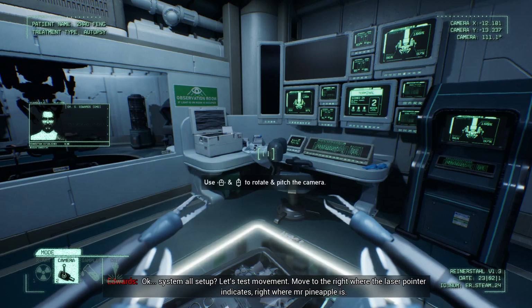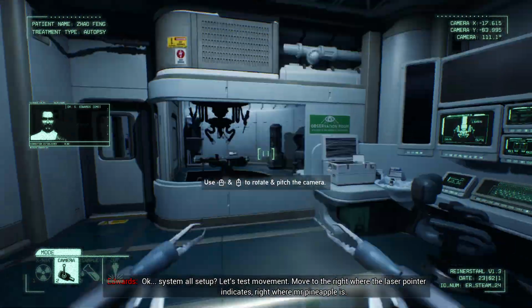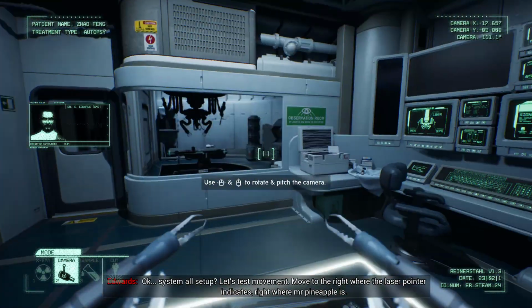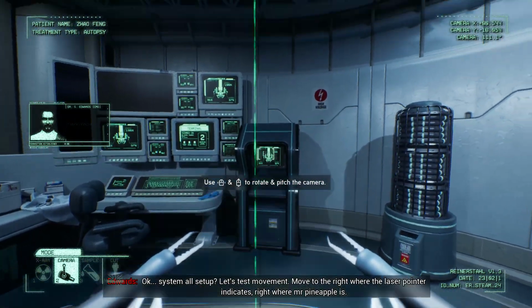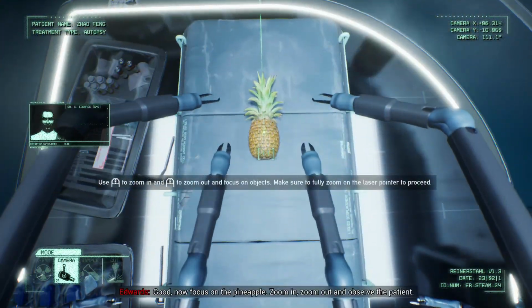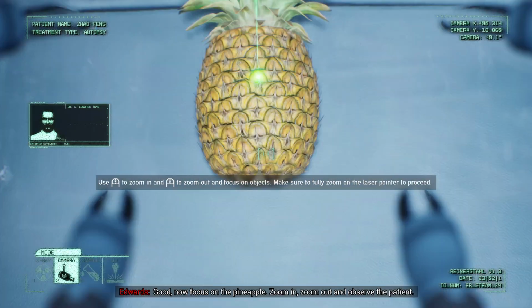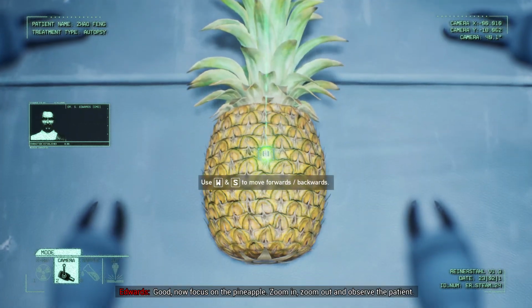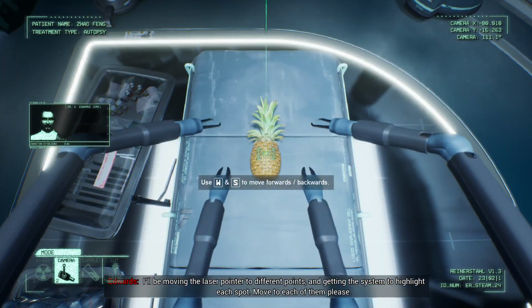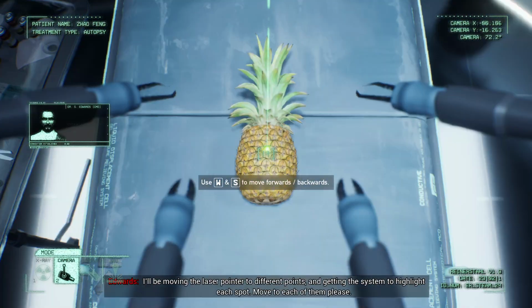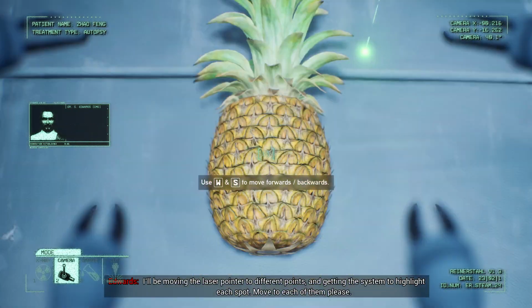Okay. System all set up? Let's test movement. Move to the right where the laser pointer indicates. Right where Mr. Pineapple is. Good. Now focus on the pineapple. Zoom in, zoom out, and observe the patient. I'll be moving the laser pointer at different points, and getting the system to highlight each spot. Move to each of them, please.